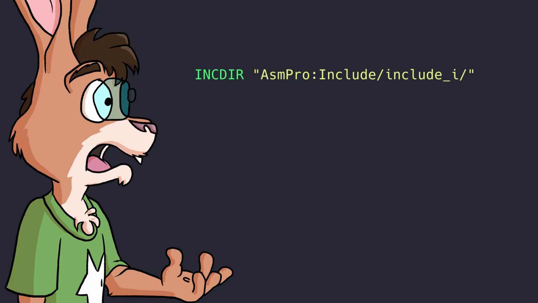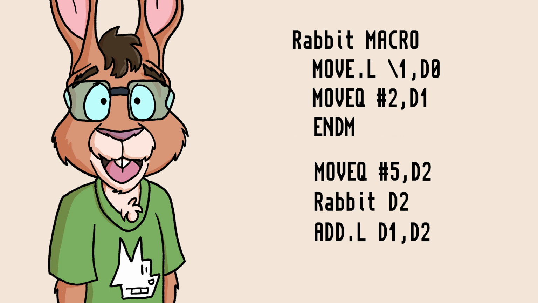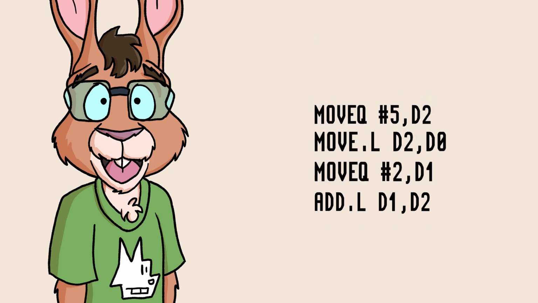One was to ensure that when I'm adding an include directory path using incdir, that the path has a terminating slash in it. Another is to create a macro for building references to the various functions that Amiga OS provides. AsmPro is a macro assembler, which means you can create macros, blocks of code that can be modified and copy-pasted dynamically into the code right before it's assembled.